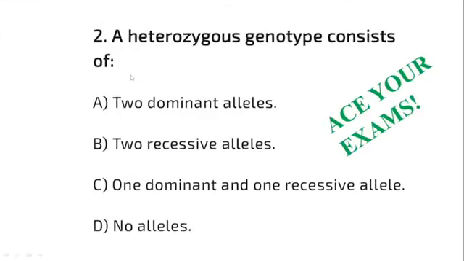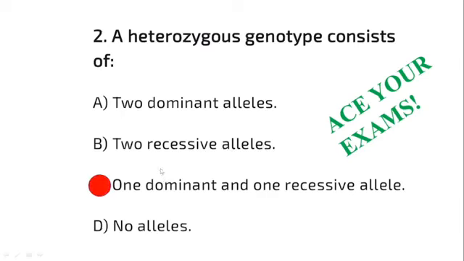So this is our question 2. A heterozygous genotype consists of dash. A, two dominant alleles. B, two recessive alleles. C, one dominant and one recessive allele. D, no alleles. So hetero means different. So a heterozygous genotype consists of two different alleles. One allele will be dominant while the other one will be recessive. So the correct answer here is C.